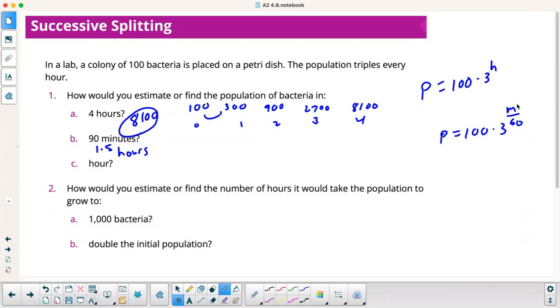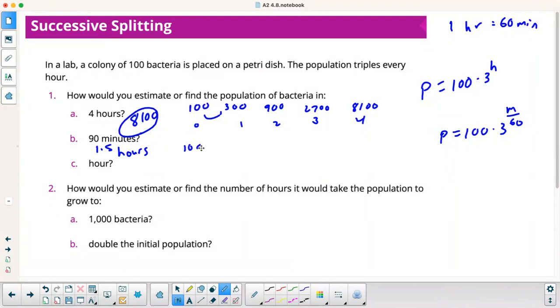So like if I plugged in 60, I would still get 3 to the first. And if I plugged in 1 for hours, 1 hour equals 60 minutes. So if I plugged 60 in here, I'd still get 100 times 3 to the first, which is 300, which I have right there. These are equivalent, and if I plug the hours into this function, I would get the same number. I get 300. So I'll just use the hours function.